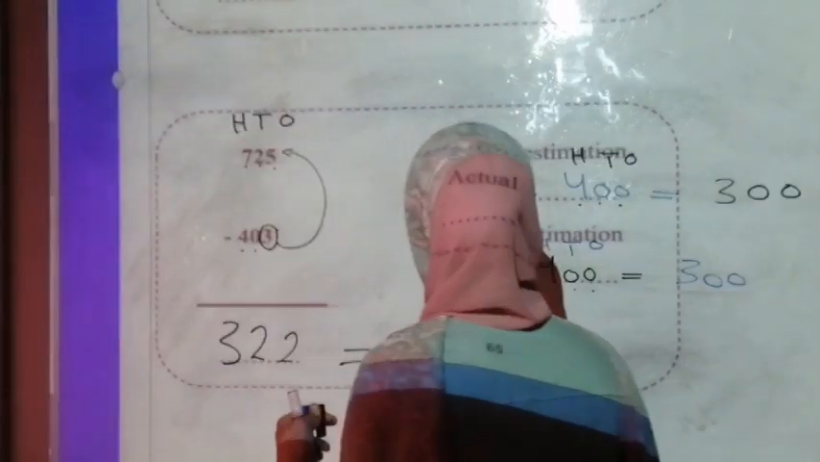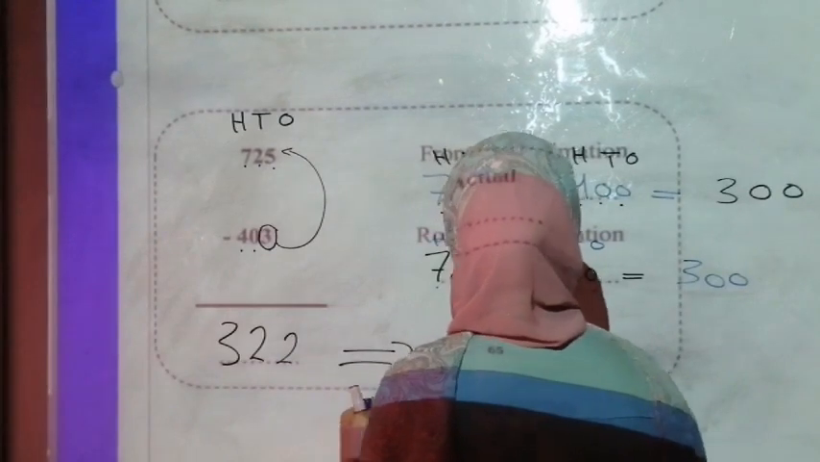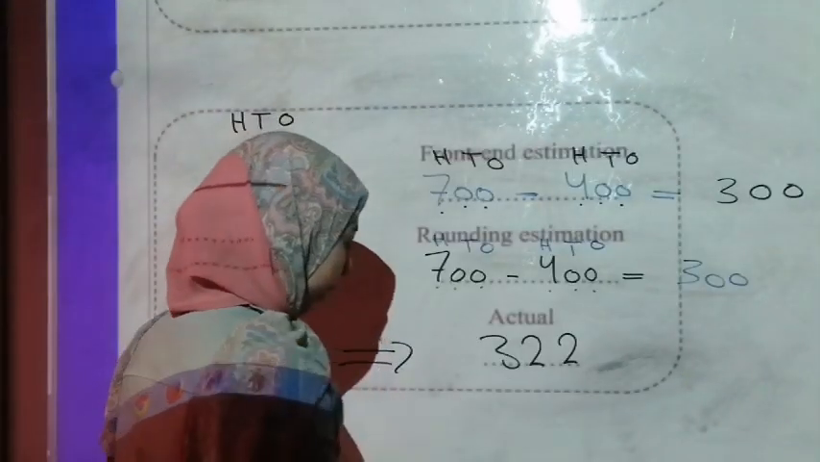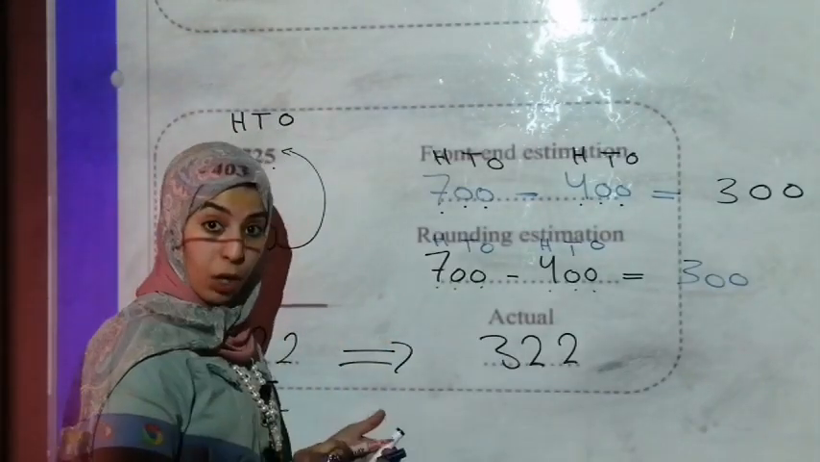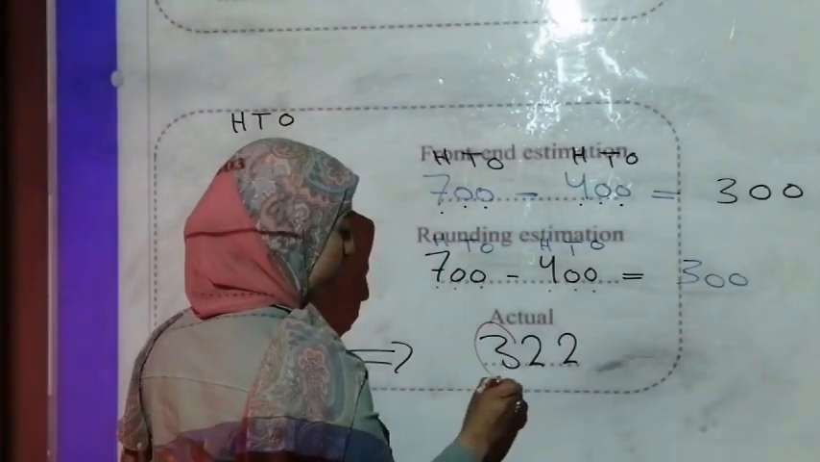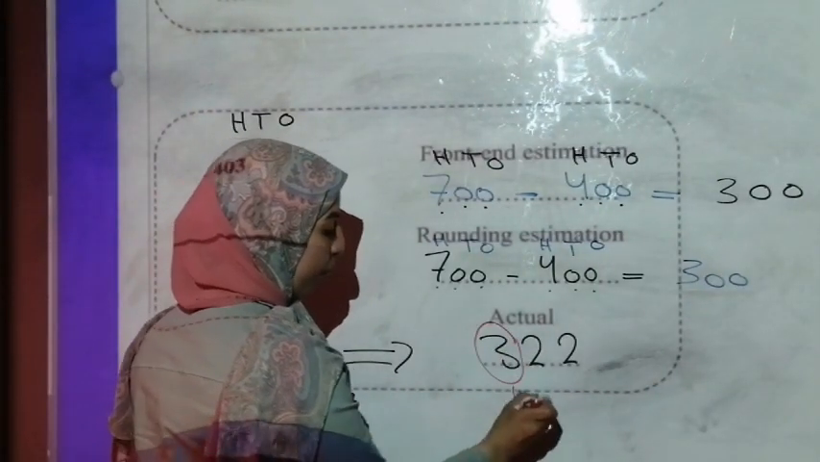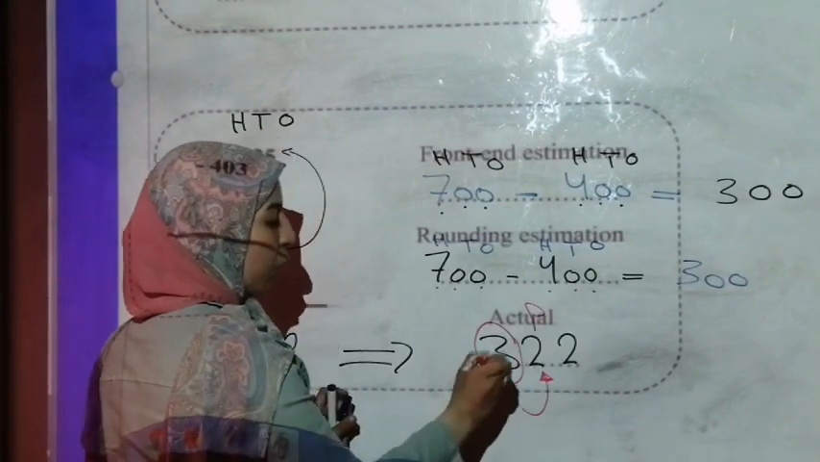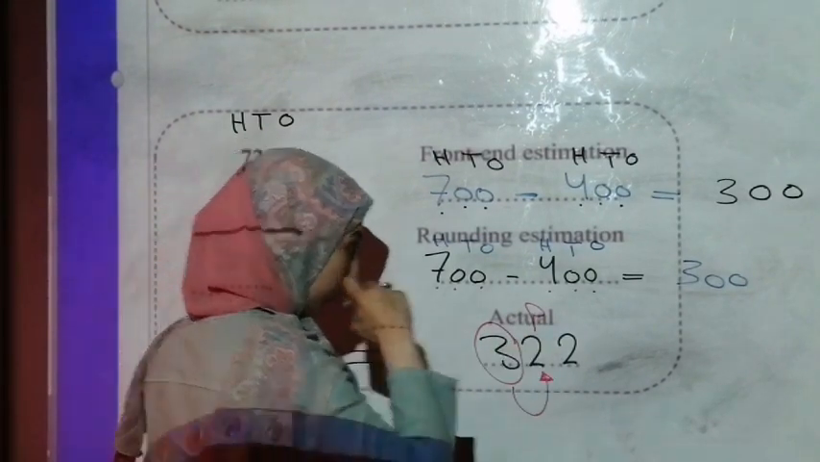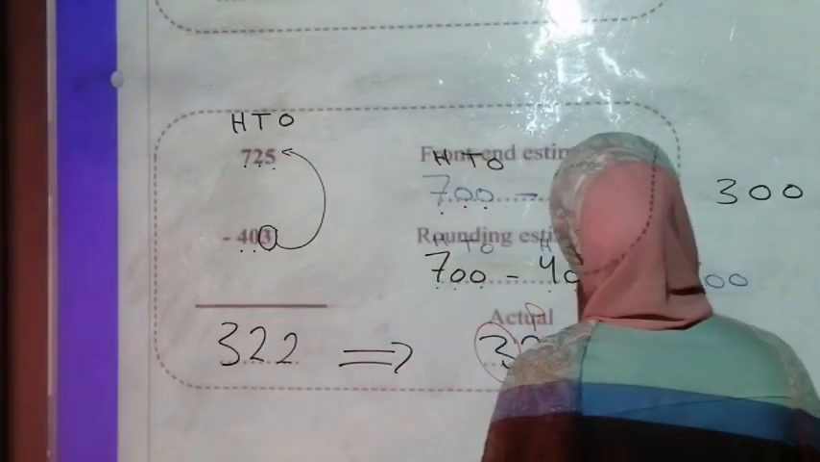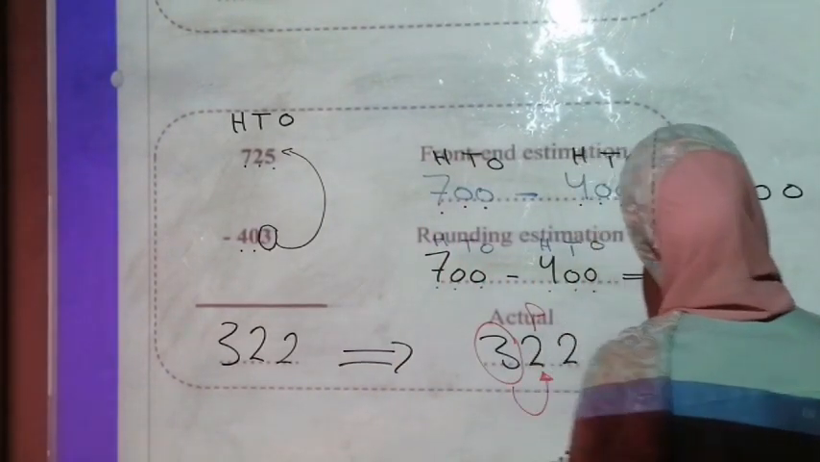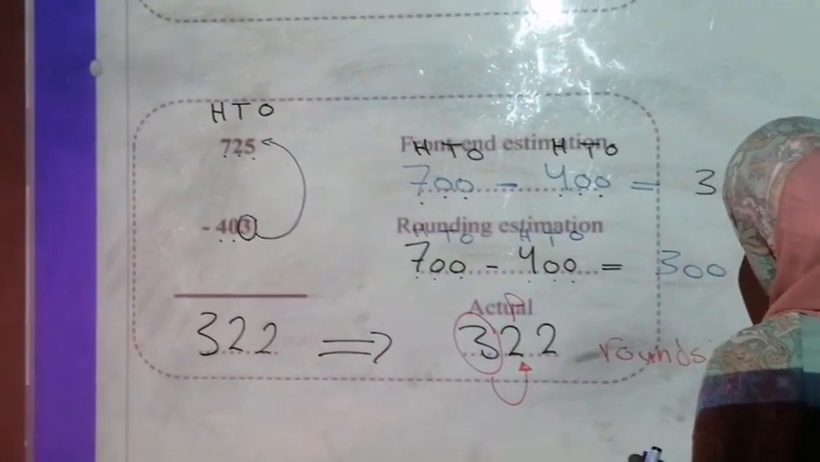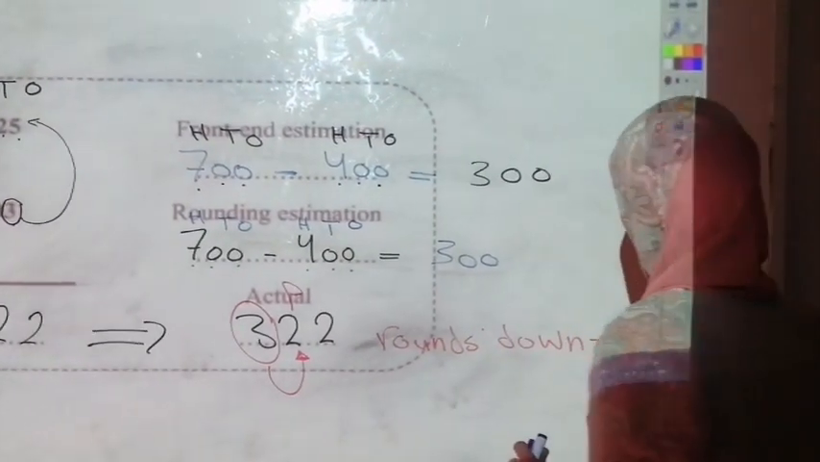This actual result, 322. If I round this number to the nearest hundred, circle around the hundreds. Look at the digit before hundreds. 2 in tens is poor, so 322 rounds down to 300.